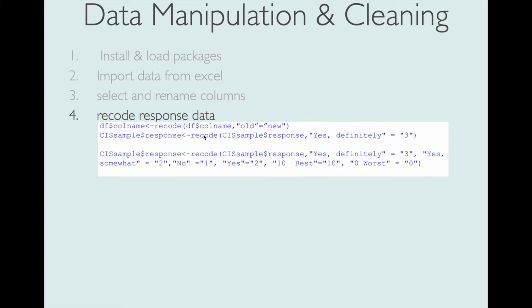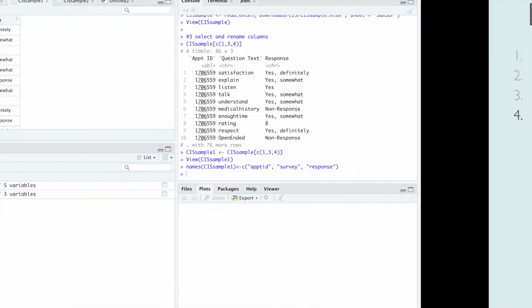For example, if we're going to change the response column for our CIS data sample, I'm going to recode that same exact column, and the old value is yes, definitely, and we're recoding that into the number 3. And go over all the different variations. You just separate all the variations by commas. Then you have yes, somewhat, which is 2, and no is 1, yes is 2, and so on. Okay, so let's go ahead and take a look at how we can do that.